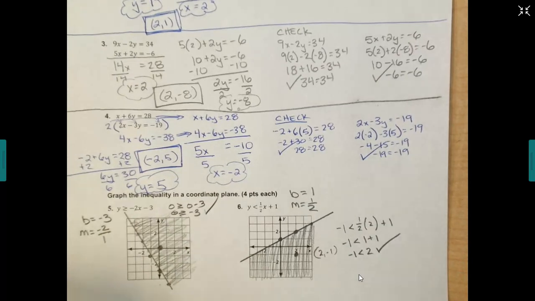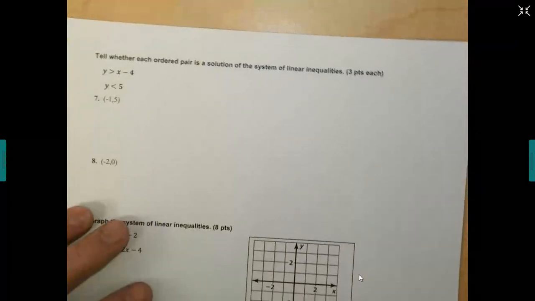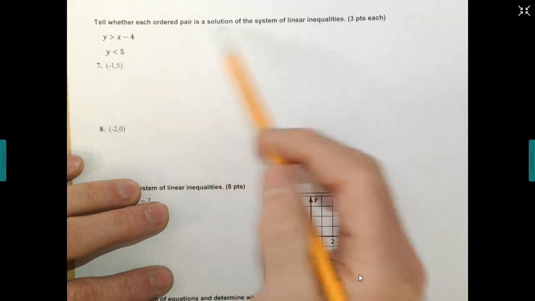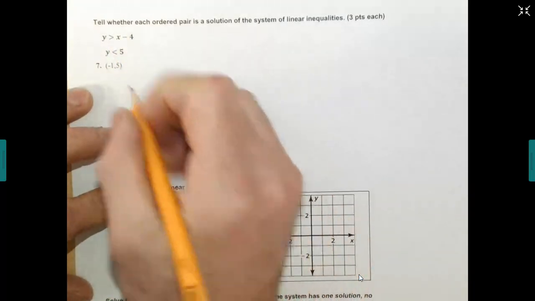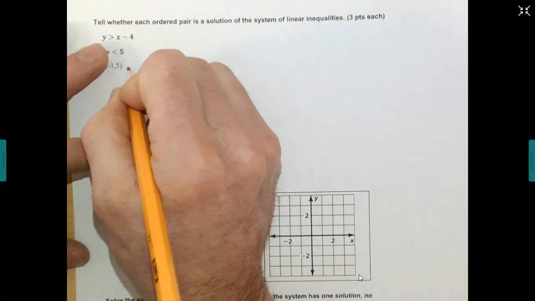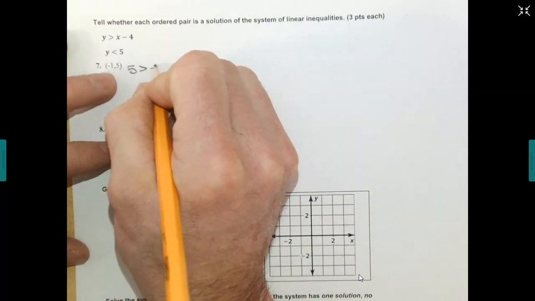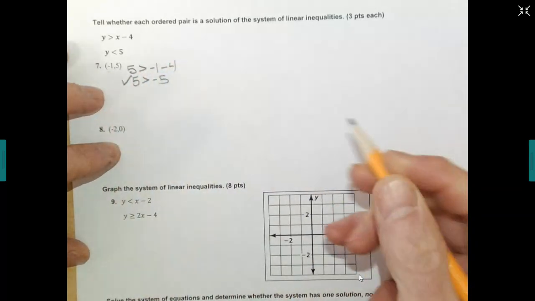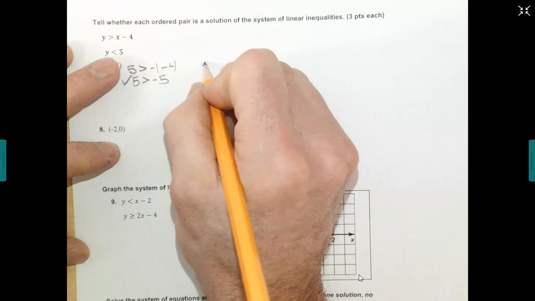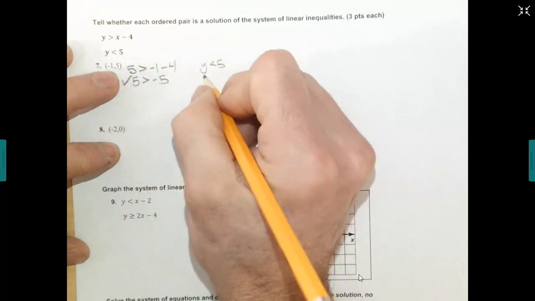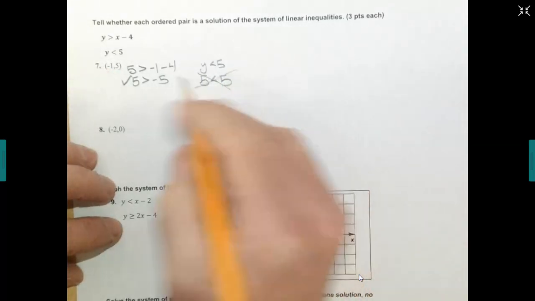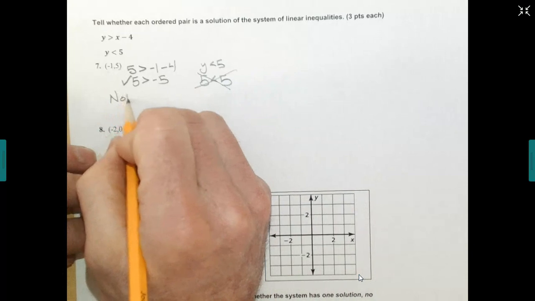All right. Pause the video when you need to make corrections. We are now checking to see if this ordered pair is a solution to this set. So I'm going to do 5 is greater than negative 1 minus 4. 5 is greater than negative 5. That checks out. So one of them checks out. And then y is less than 5. Our y value is 5, and 5 is less than 5. So this is not a solution.